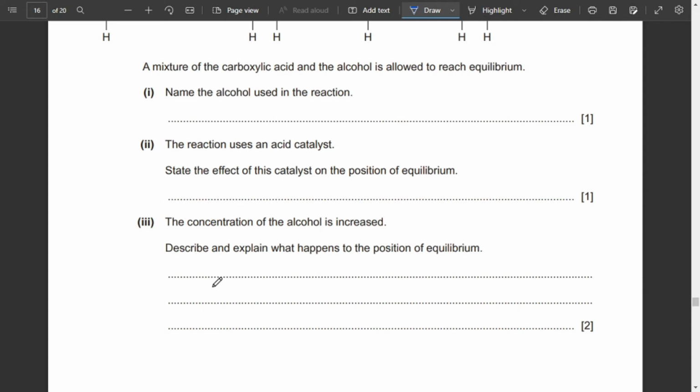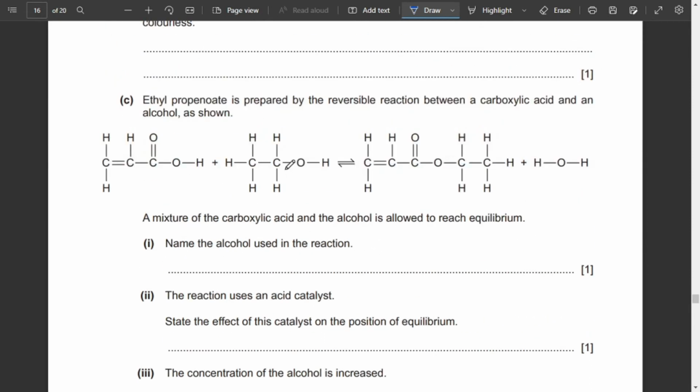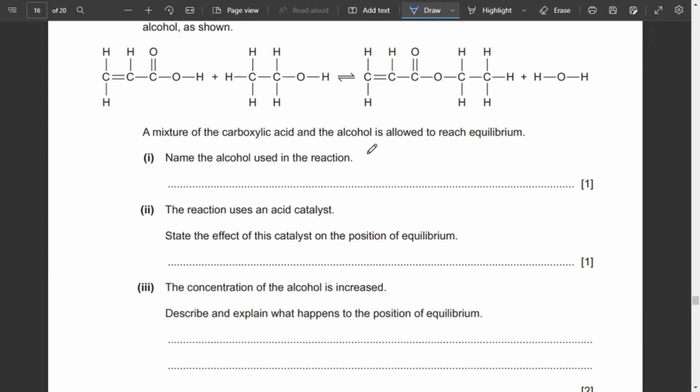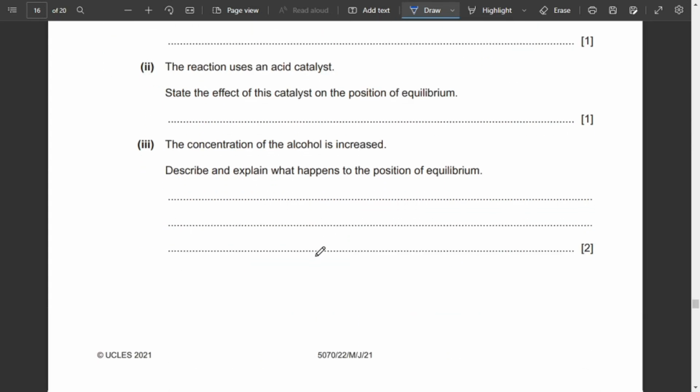Moving on to part 3, the concentration of alcohol is increased. Describe and explain what happens to the position of equilibrium. So the position of equilibrium, if we increase the concentration of the alcohol, that means it will move towards the right side, that means more product, since we are increasing the concentration of the reactant side, so its product side will increase more. The equilibrium is going to shift on that side. Alright, so this is what you're going to explain over here.